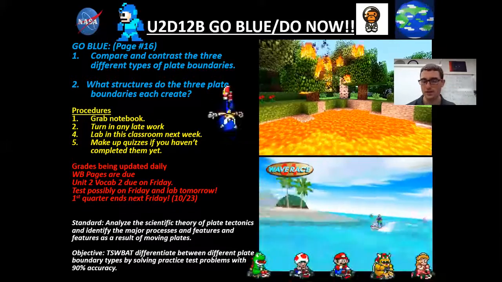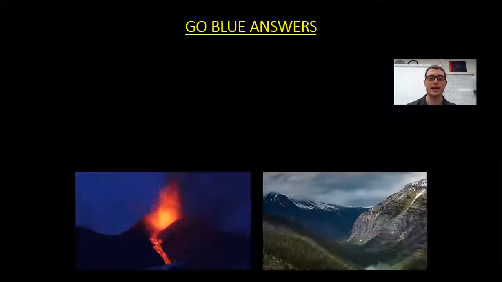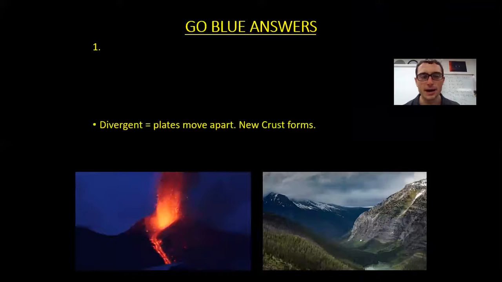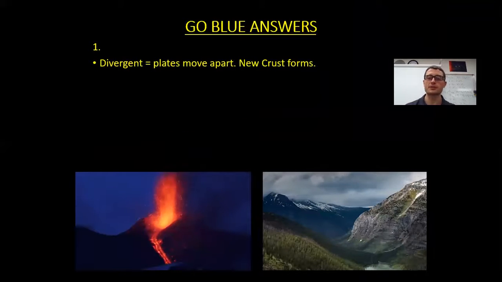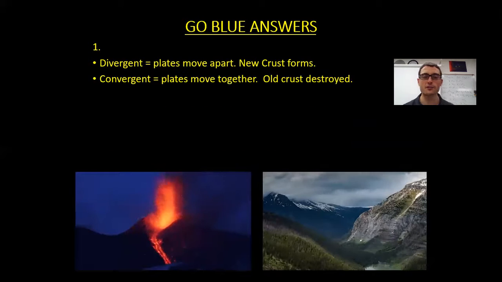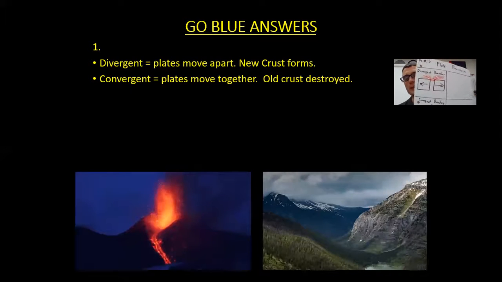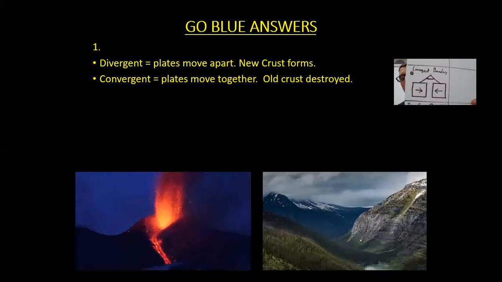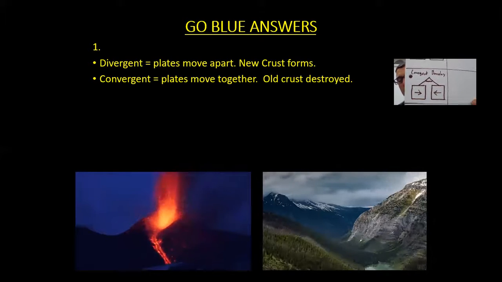All right, pause this video, answer those questions. Let's take a look at what we got. Okay, we talked about divergent: plates move apart, and the new crust forms, thus why we see the magma. And then for convergent, plates move together, it's just the opposite. Instead of getting new crust from the magma, we're going to be getting the crust being destroyed when it becomes mountains, right? So old crust gets destroyed. It gets crumpled up, broken apart, and fractured.